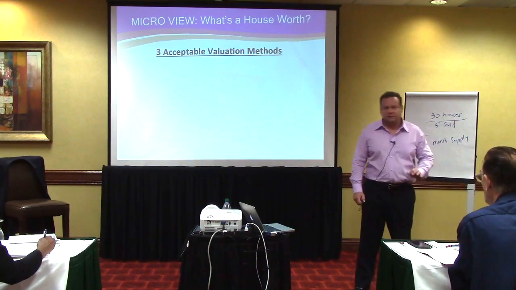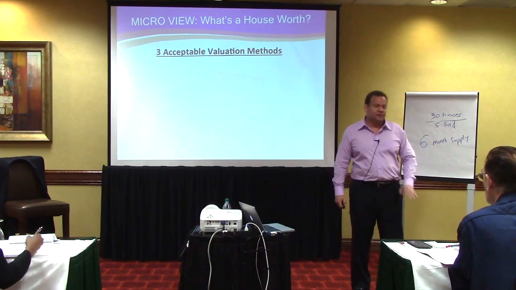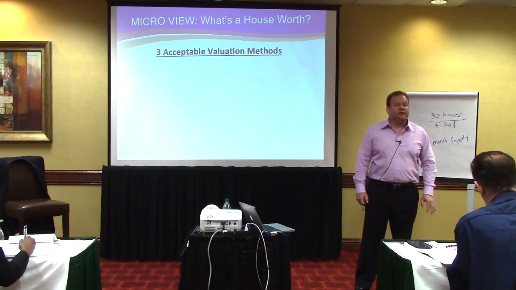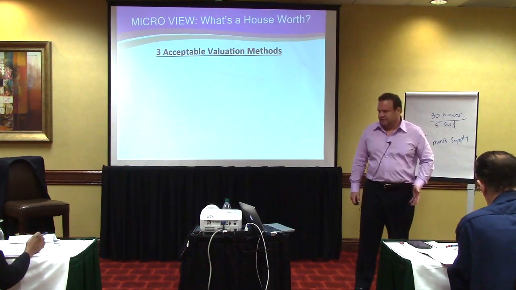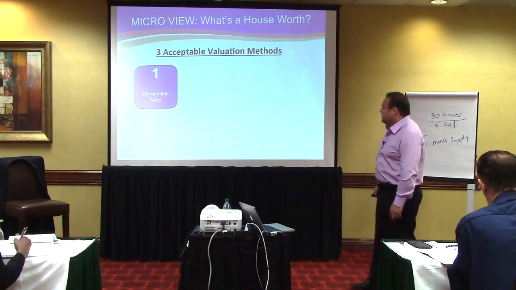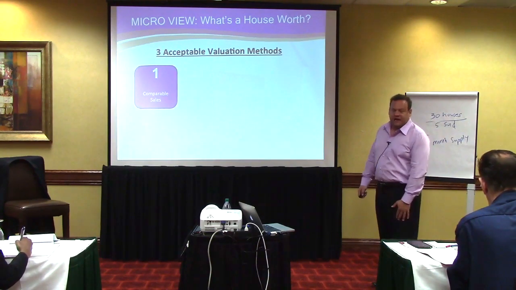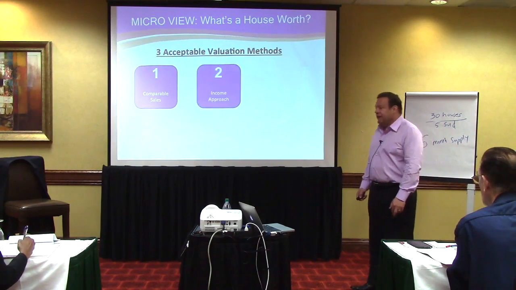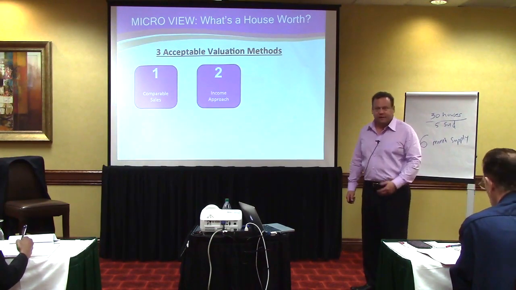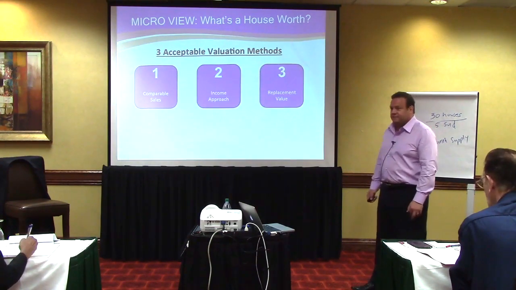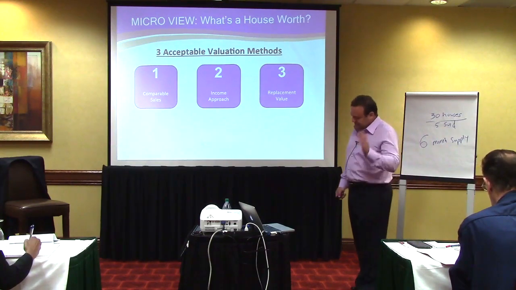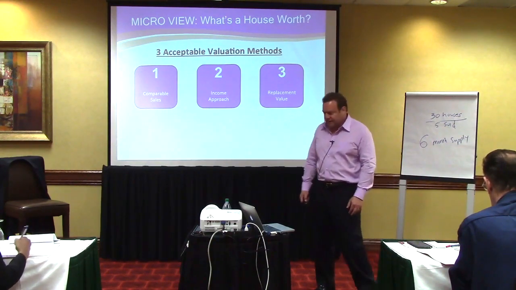3 proven, acceptable methods. If you use pretty much anything other than these 3, people will look at you like you're insane. Okay. So they are, 1, the comparable sales method, comps. 2, the income approach, looking at the income of a property. Or 3, the replacement value. This is basic appraisal school stuff. Only 3 ways to look at the property.